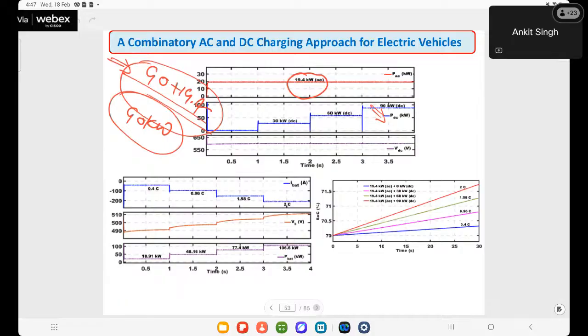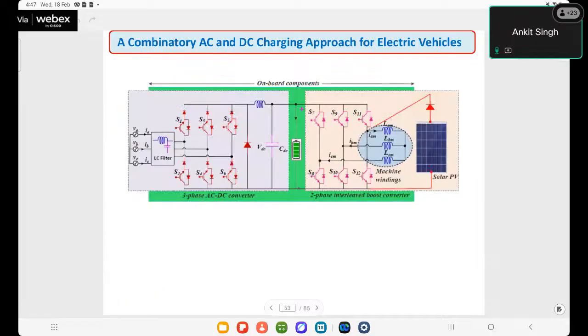So this is another AC/DC charging approach using the machine winding in an electric vehicle, where a different arrangement is used. Here again, this is the solar PV system, which acts as a two-phase system and utilizes this converter as a two-phase interleaved converter. And this is a buck type rectifier, through which the grid is connected. This converter is sometimes also known as the interfacing converter.